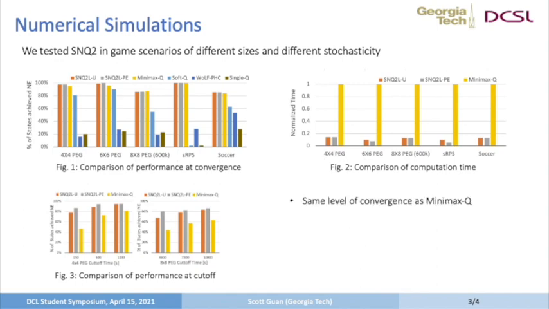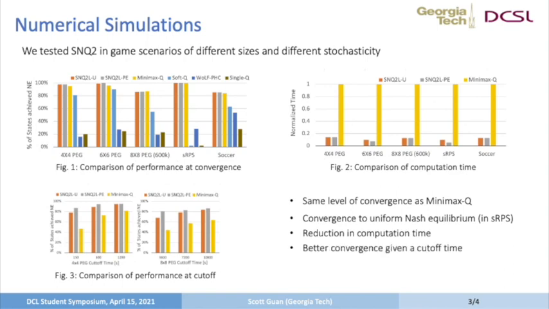Minimax Q also has theoretical guarantees of convergence to a Nash equilibrium. From figure 1, we can see that SNQ2 achieved the same level of convergence as Minimax Q. Note that SRPS, or Sequential Rock Paper Scissor, has a uniform Nash equilibrium in every state, which shows that SNQ2 is capable of convergence to a mixed Nash equilibrium. From figure 2, we see a significant reduction in computation time. From figure 3, we terminate the algorithms at given cutoff time. We can see that SNQ2 has better performance at the cutoff.